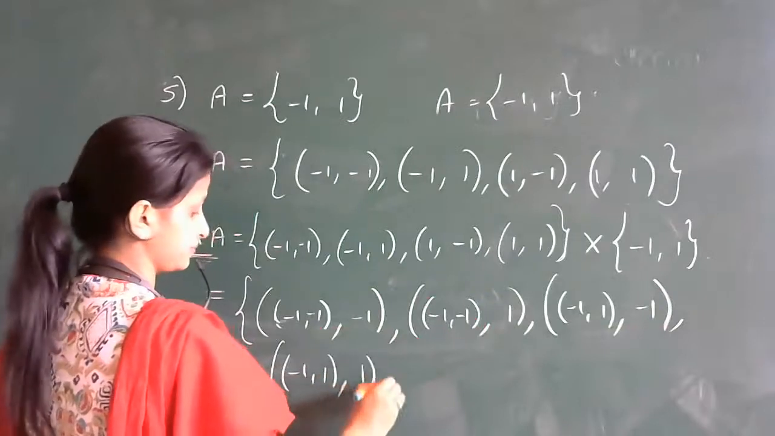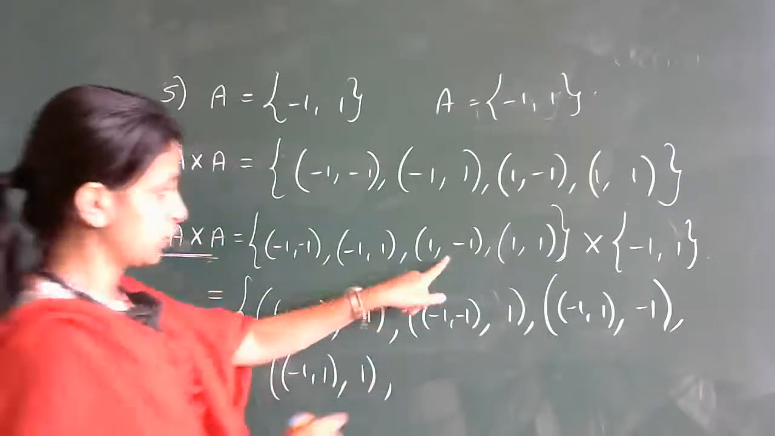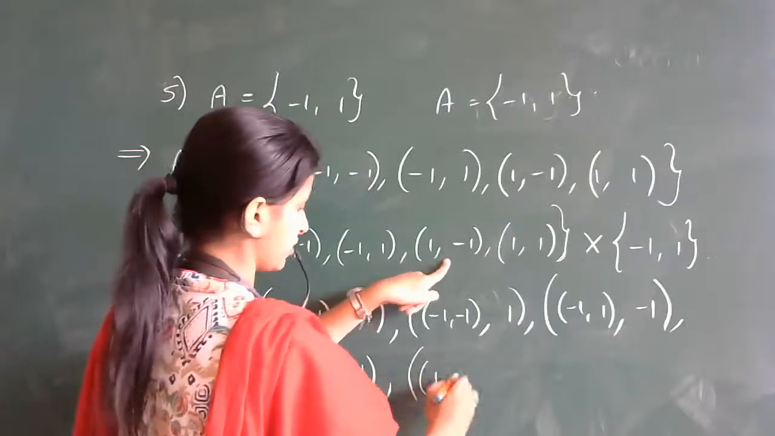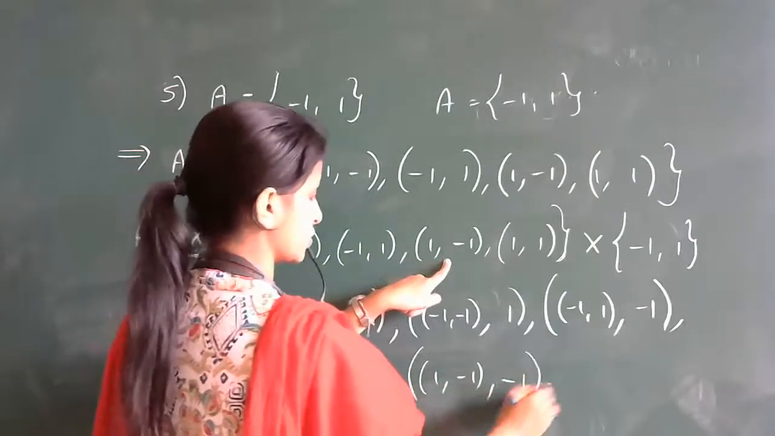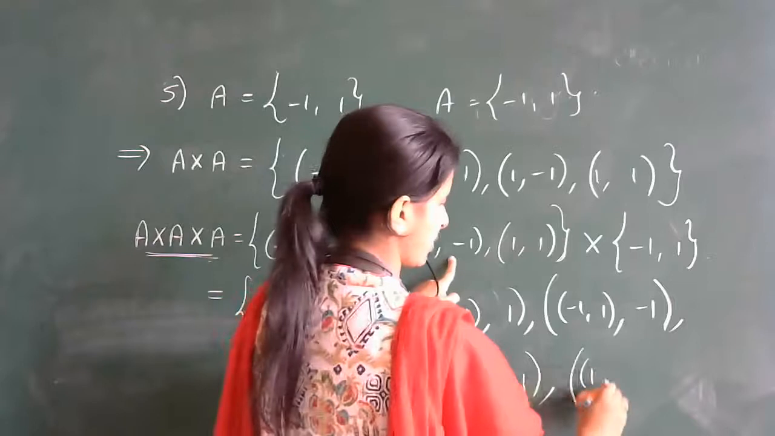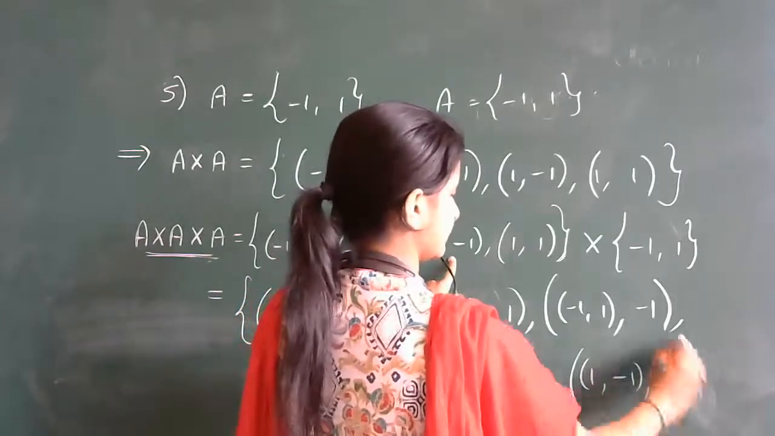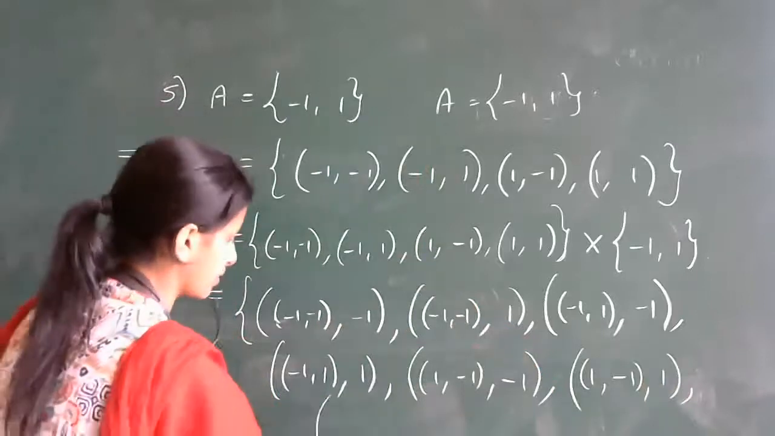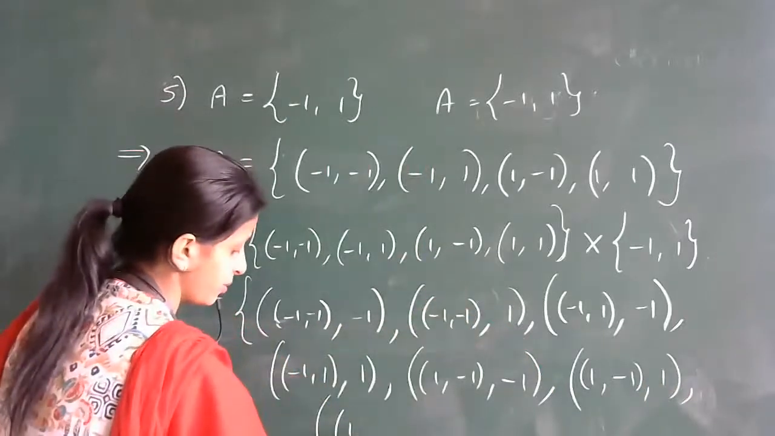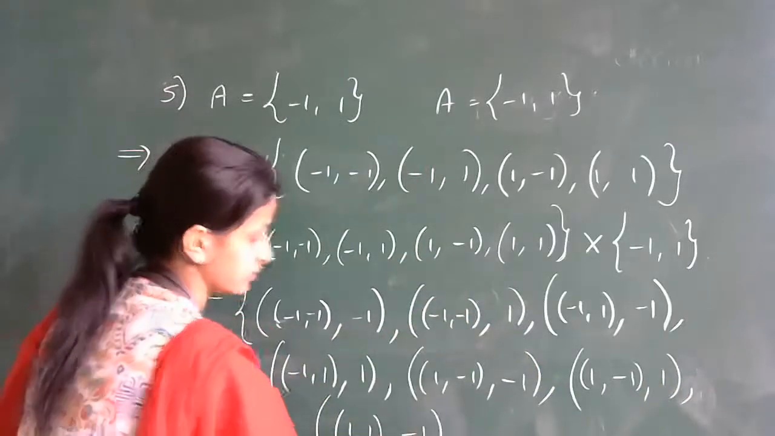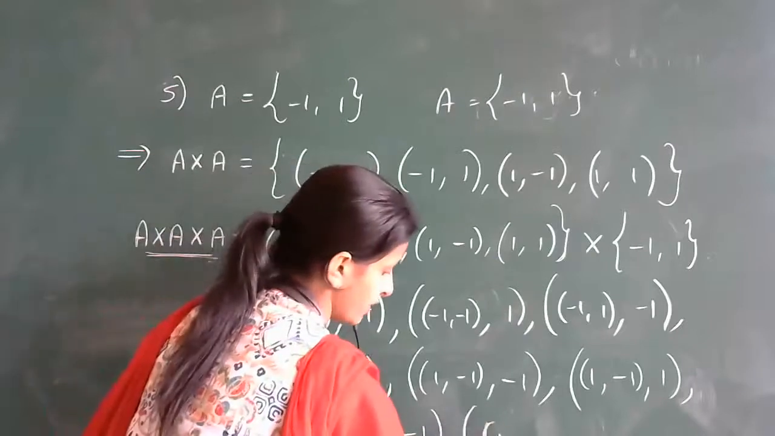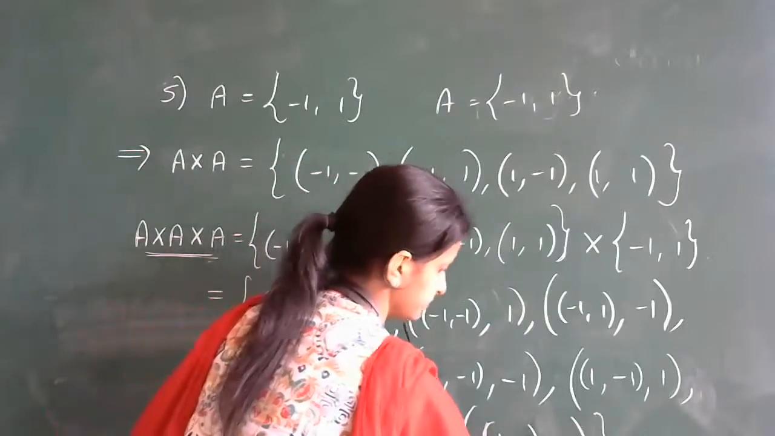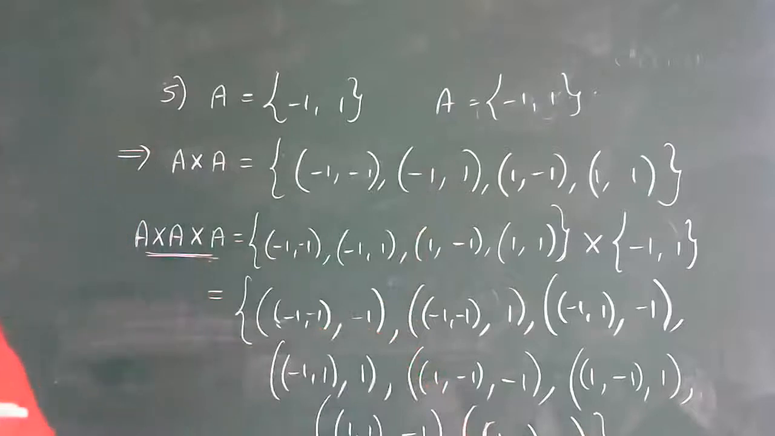Similarly, minus 1 comma 1, 1. Go with this now. 1 comma minus 1, minus 1. 1 comma minus 1, 1. Still 2 more elements. 1 comma 1, minus 1. 1 comma 1, 1. So totally we have 8 elements, students.